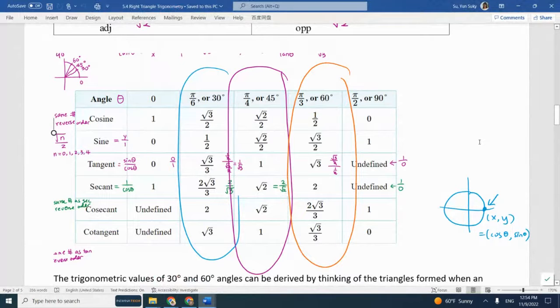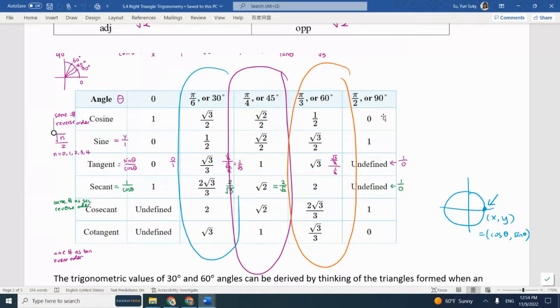And I taught you how to memorize. You look at the sine first, right? And you remember the formula is square root of n over 2, and you let n go from 0, 1, 2, 3, 4. That will take care of all the sine values. And then the values of cosine, same numbers but reverse order. Right, everybody? And then tangent is sine over cosine. Use your sine value divided by your cosine to get the tangent.